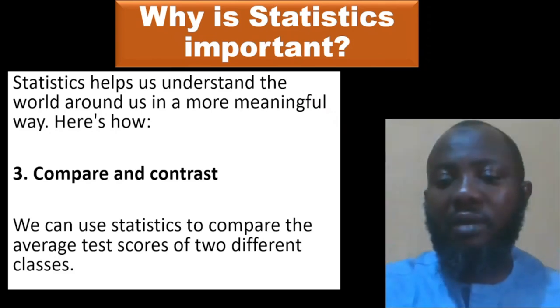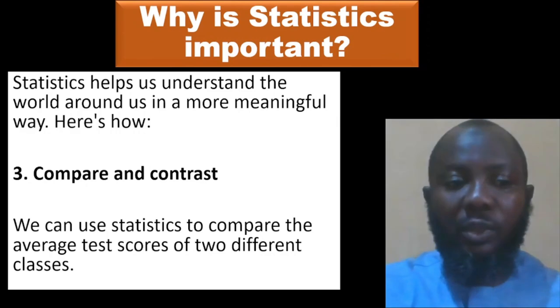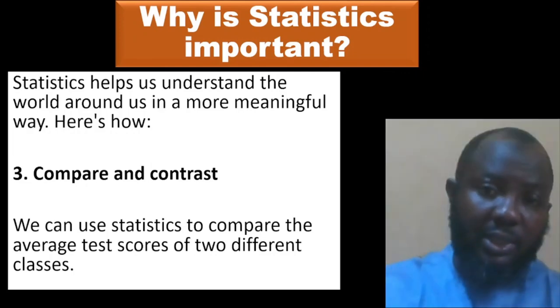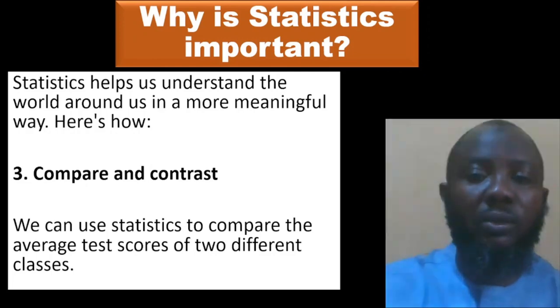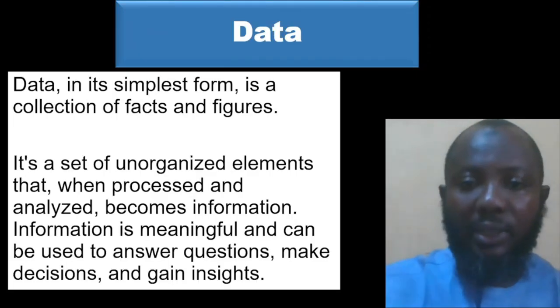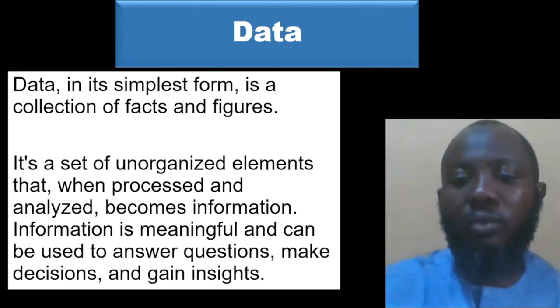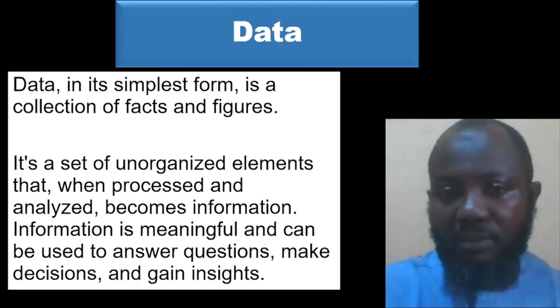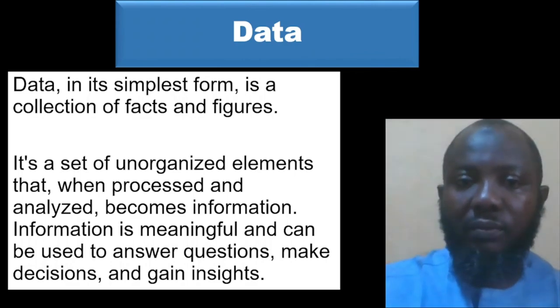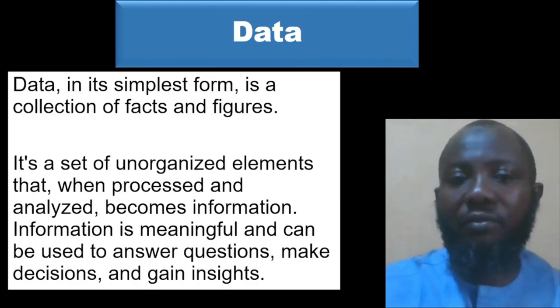Now, the next stage is for us to move to another aspect of statistics, which is very important. It's very important in the sense that without it, we cannot see anything, we cannot predict, we cannot make any decision, and that is what we refer to as data. So data is the most essential part of statistics. In its simplest form, it's a collection of facts and figures. So when you collect facts and figures, what you have collected is what we refer to as data.